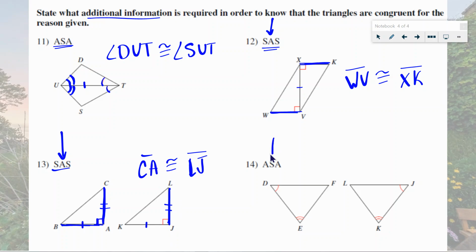Same thing here again. I'm looking for an included side. I'm looking for an angle, another angle, and the side that's in between them. So I would need this to be congruent to, again, the side that's in between those two angles. So DE needs to be congruent to KJ or JK.